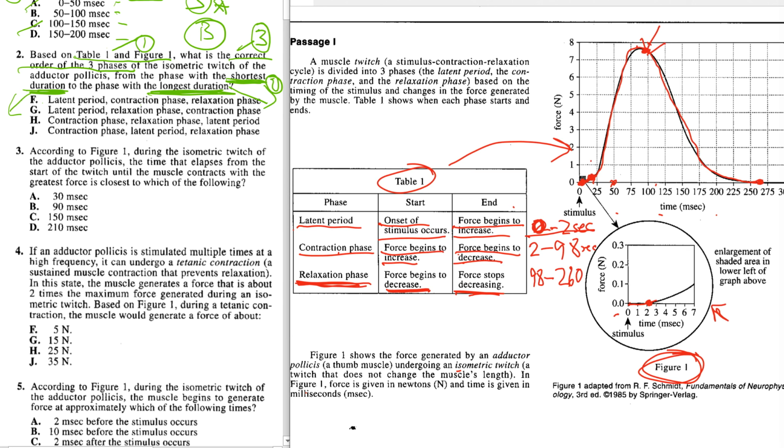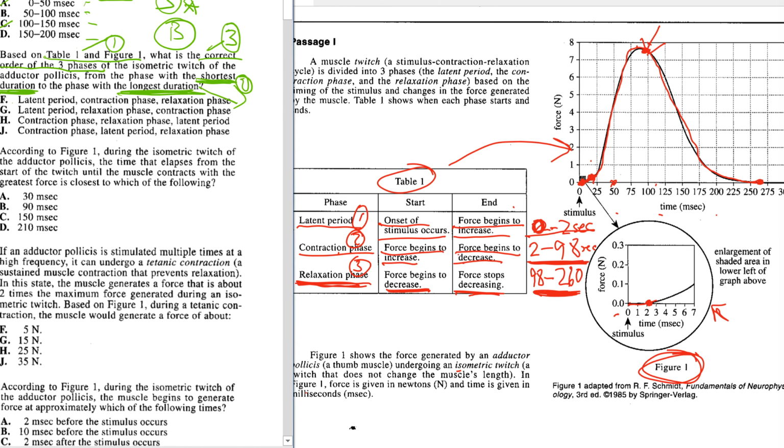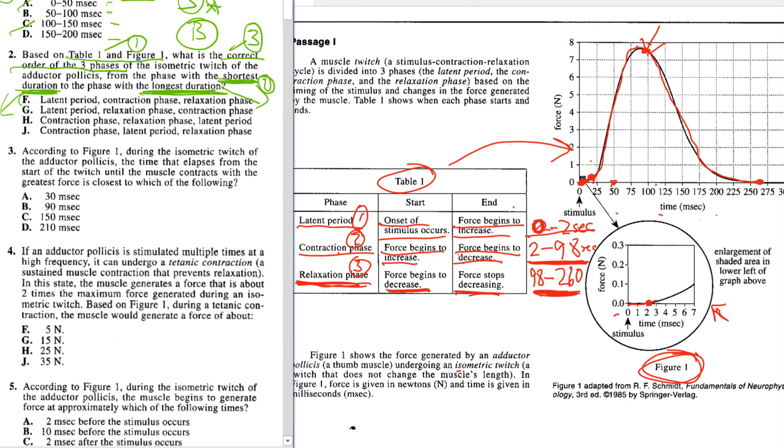Then we have about 96 of a difference here, and then this one's 100 and something. So it goes on the longest. So it's actually 1, 2, 3. And we see from our answer choices that is F. Don't know why it's moving like that. It is F.